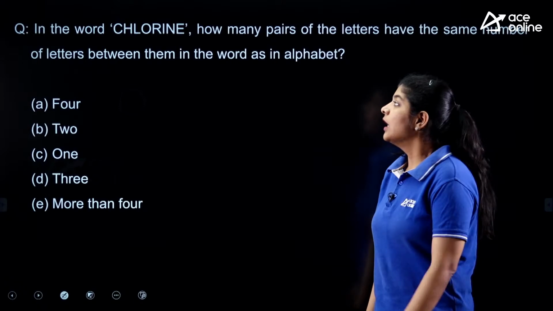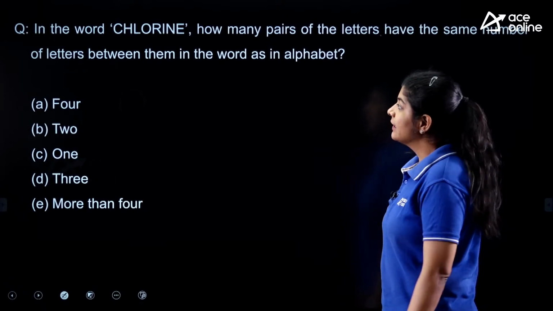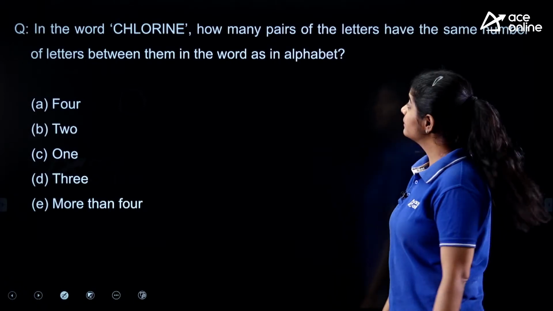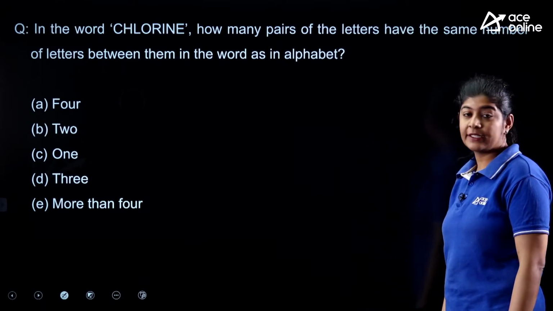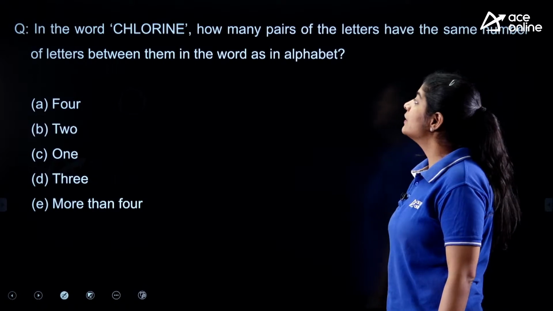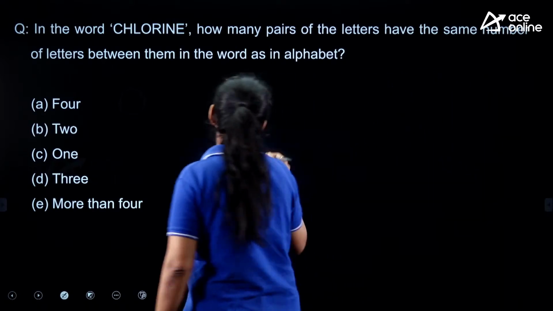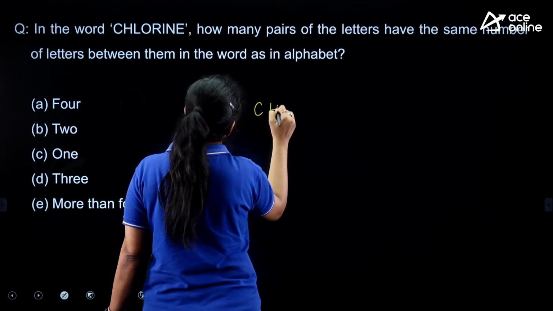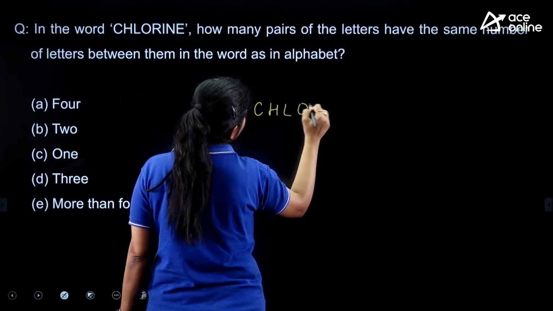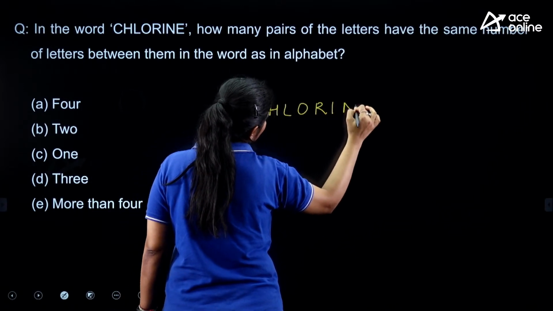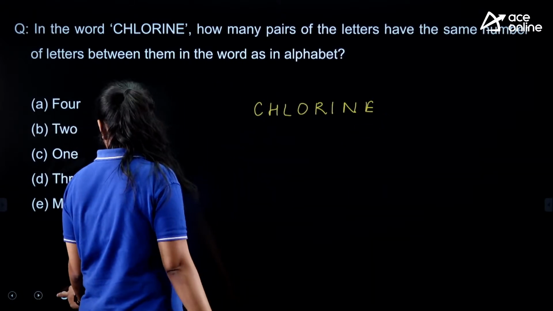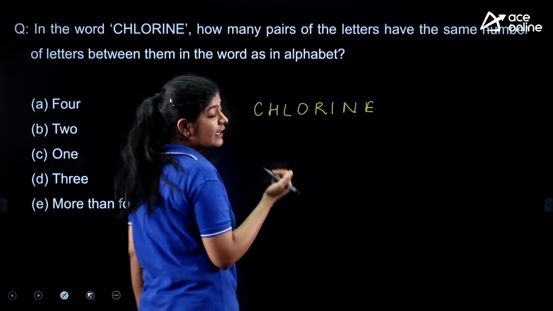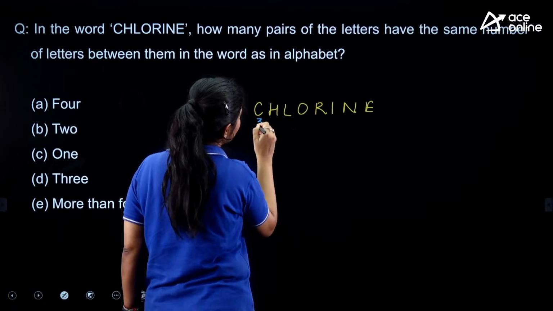Next. The next question says: in the word CHLORINE, how many pairs of letters have the same number of letters between them in the word as in the alphabet? So we simply need to calculate how many pairs we have. How are we going to attempt this? First, we write down the word that we have and afterwards the associated numbers.